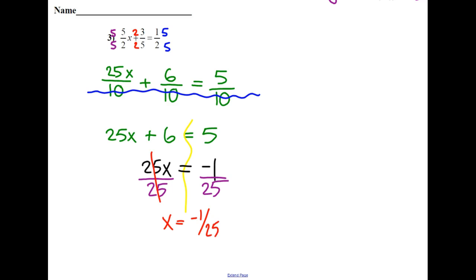Hey, does anyone know what -1/25 is as a decimal? No, 0.4 would be 2/5. 0.04. Ah, good. And if you're a calculator person, then you would get -0.04. Bada bing.